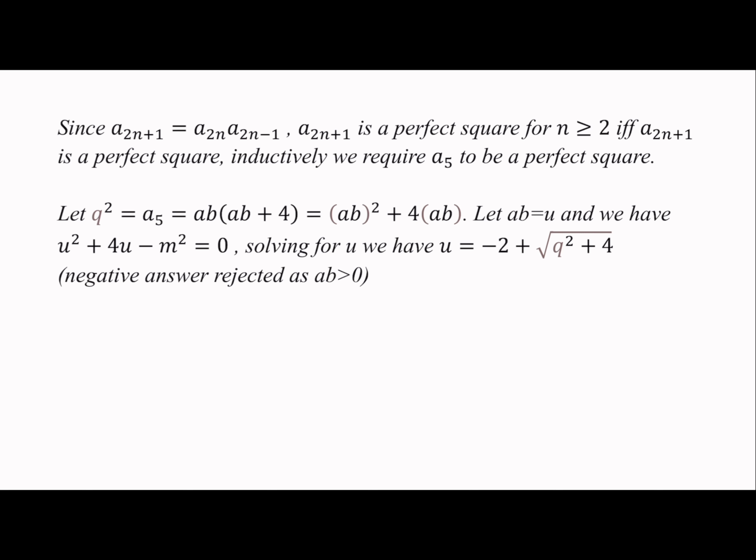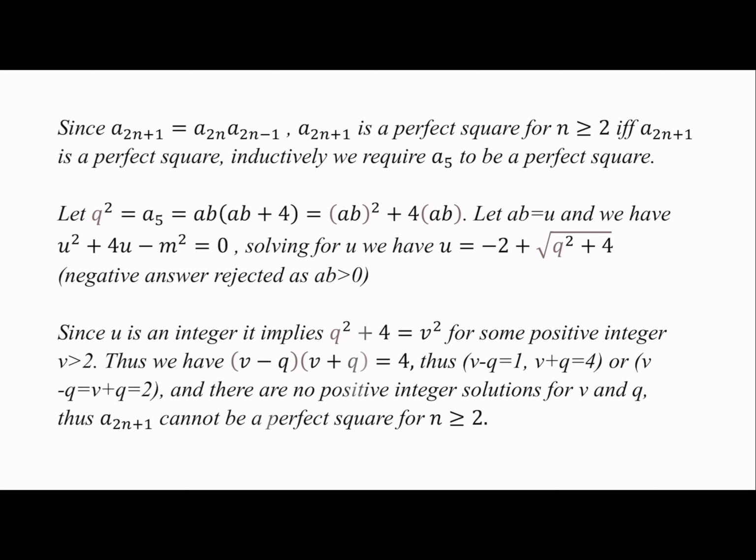And the negative answer here is rejected because ab is a positive integer, so u must be larger than 0. We also know that u must be an integer. Because ab is a positive integer, q squared plus 4 must be equal to a perfect square. So let q squared plus 4 equal v squared for some positive integer v larger than 2.